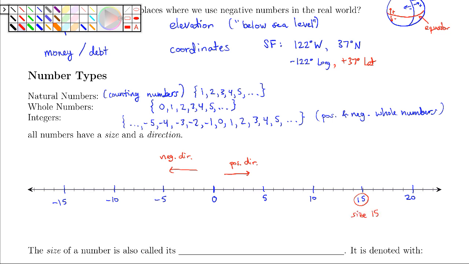And the number negative 12, that means I go 12 units to the left of the 0, or in the negative direction from 0. Then I would say the size of that number is 12. So you might think of each number as having a size and a direction. Negative 12: the direction is negative and the size is 12 units.